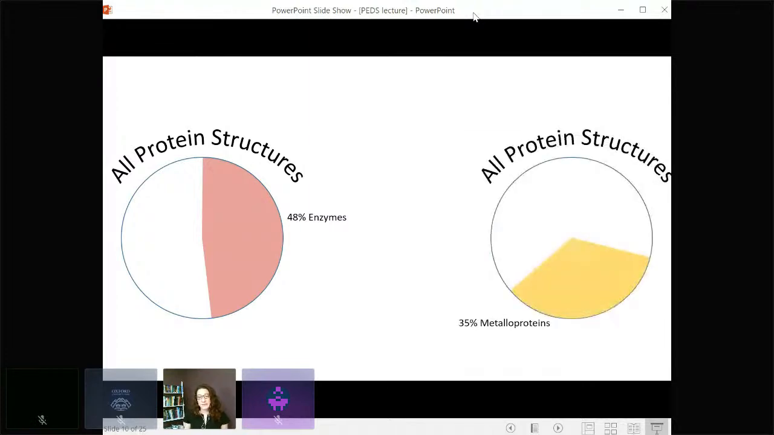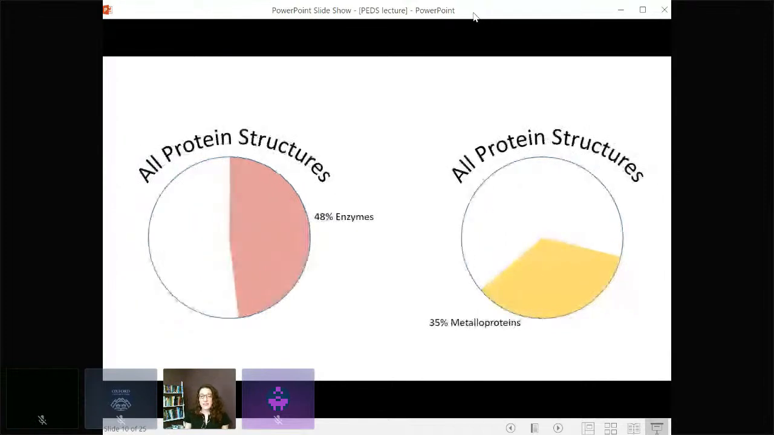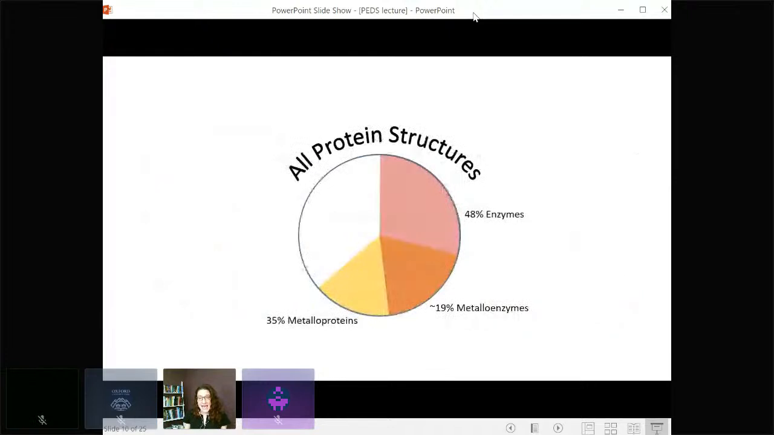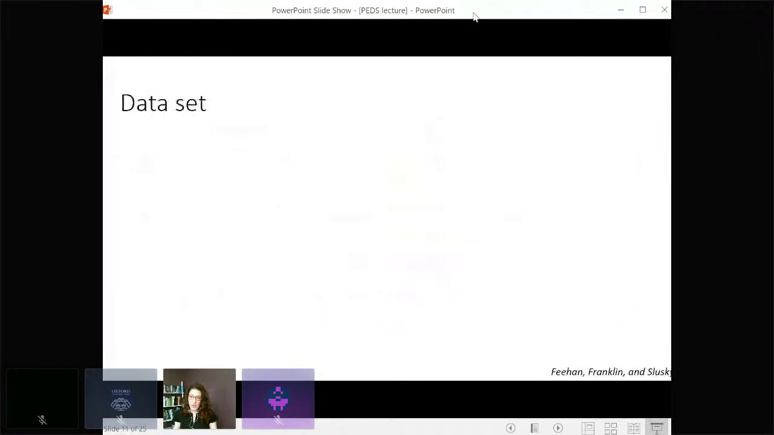It turns out there are 35% metalloproteins. And if we put these two things together, we find that there's about 19% metalloenzymes. And our goal is, can we compare and distinguish between metalloenzyme sites and metalloprotein sites. Okay, so let's look at what we really did for the data set. We start with the PDB. We've got about 40,000 PDB structures that have metals in them.